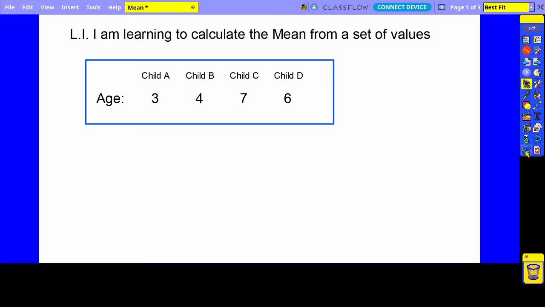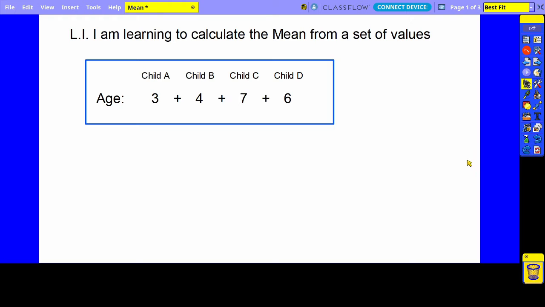Now to do this, all we basically do is we add up the total of all the different values that we have, and then we divide it by the number of values that there are. So we're going to add 3 plus 4 plus 7 plus 6, and then we're going to divide it by 4, because there are a total of 4 different values in this data set.